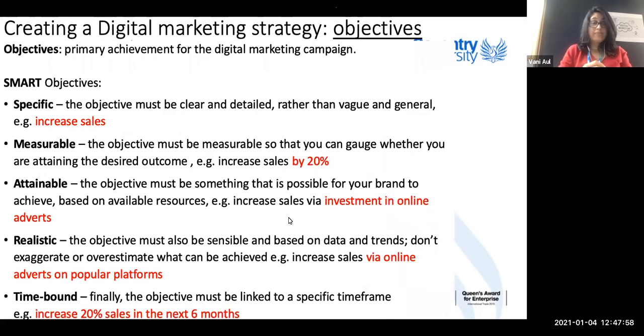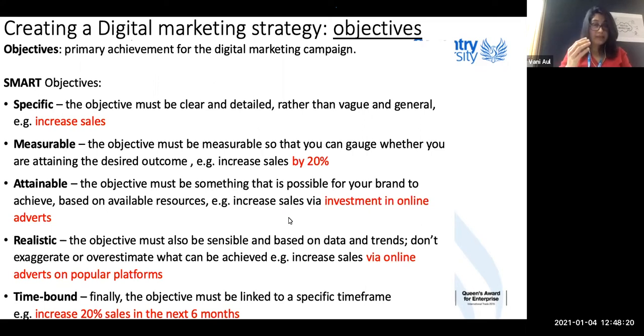Objectives primarily mean the primary achievement for the digital marketing campaign. It has to be SMART objectives. SMART, S stands for specific, which means increase sales. It has to be measurable, increase sales by 20%. Attainable, which should be attainable as well. So increase sales by 20% by what?